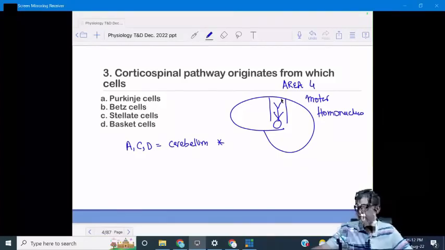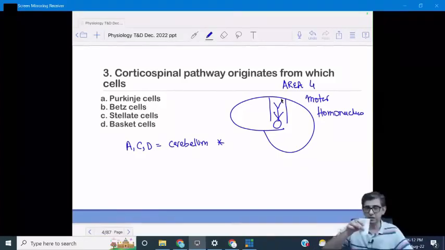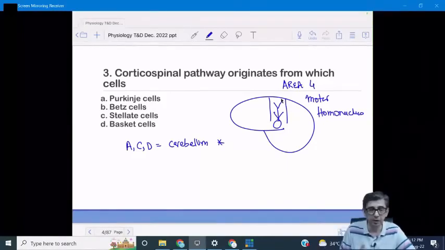Yes, you're right. Option A, C, D would be found in the cerebellum of the patient, and the cerebellum's main function is maintaining balance. It is the cerebrum that we are talking about at the moment.